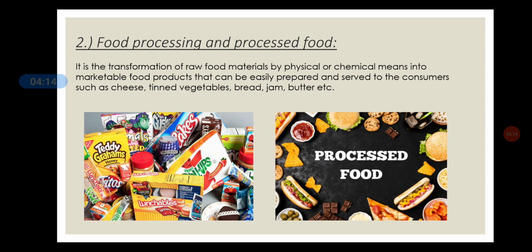So it is the transformation of raw food materials by physical or chemical means into marketable food products which can be easily prepared and served to the consumers. For example, the cheese that you eat, the tinned vegetables that you get, bread, jam, butter, these are all processed food. They are all processed in the factories with the help of chemicals. The chips that you eat, the soda water that you drink, that is the soft drinks. So these are all the products of food processing or processed food.